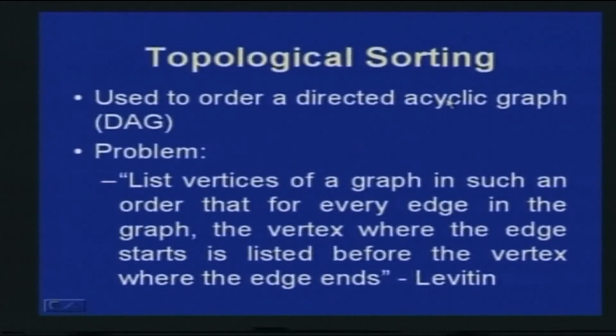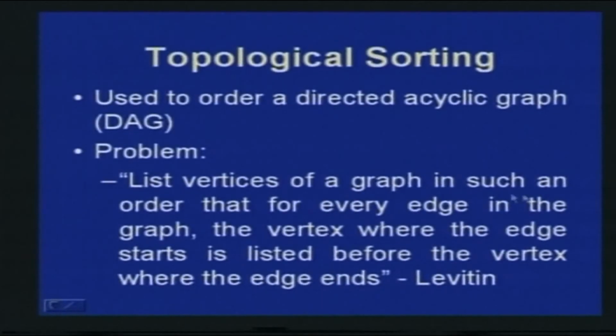Now, we had looked at 3 major categories: the comparison type of algorithms, the counting type of algorithms, and the external sorting type of algorithms. So, topological sorting is a typical external type of algorithm. It is used to order a directed acyclic graph, DAG. List the vertices of a graph, this is the problem.